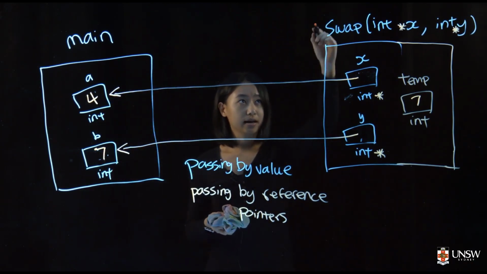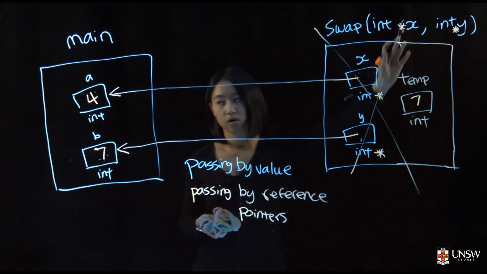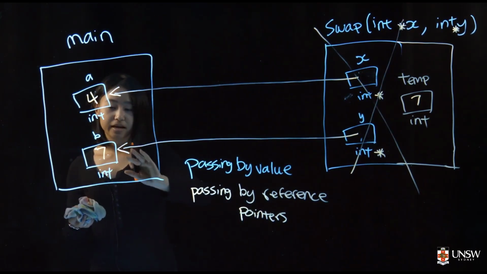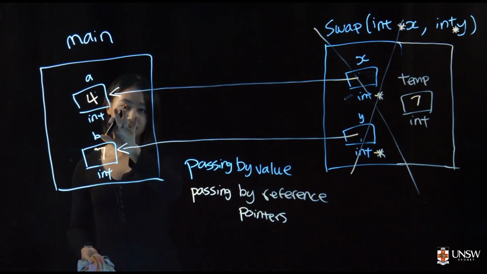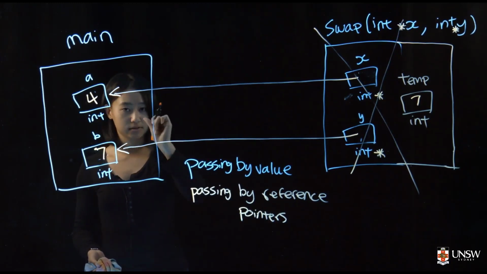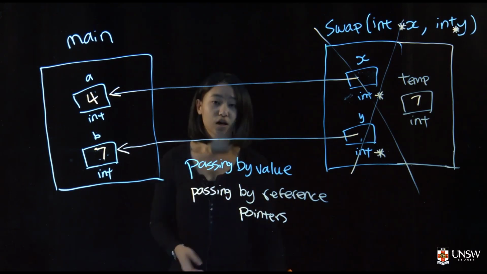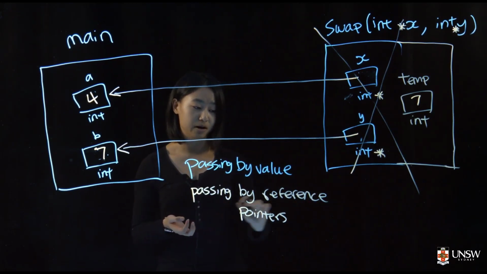So now if we exit this swap function, we can come back to our main, and our a and b have swapped values. Before a was 7, b was 4, and now they have switched. So that's how you swap values very efficiently using pointers and passing by reference.